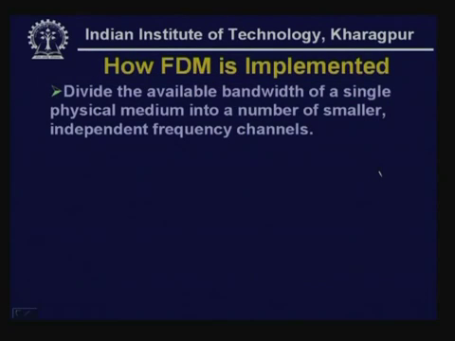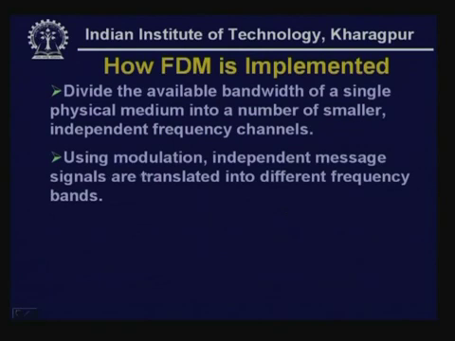Let us see how frequency division multiplexing is implemented. What is being done? The available bandwidth of a single physical medium is divided into a number of smaller independent frequency channels. Look at this figure, smaller and independent frequency channels. So, they should not overlap with each other. Then using modulation, independent message signals are translated into different frequency bands.